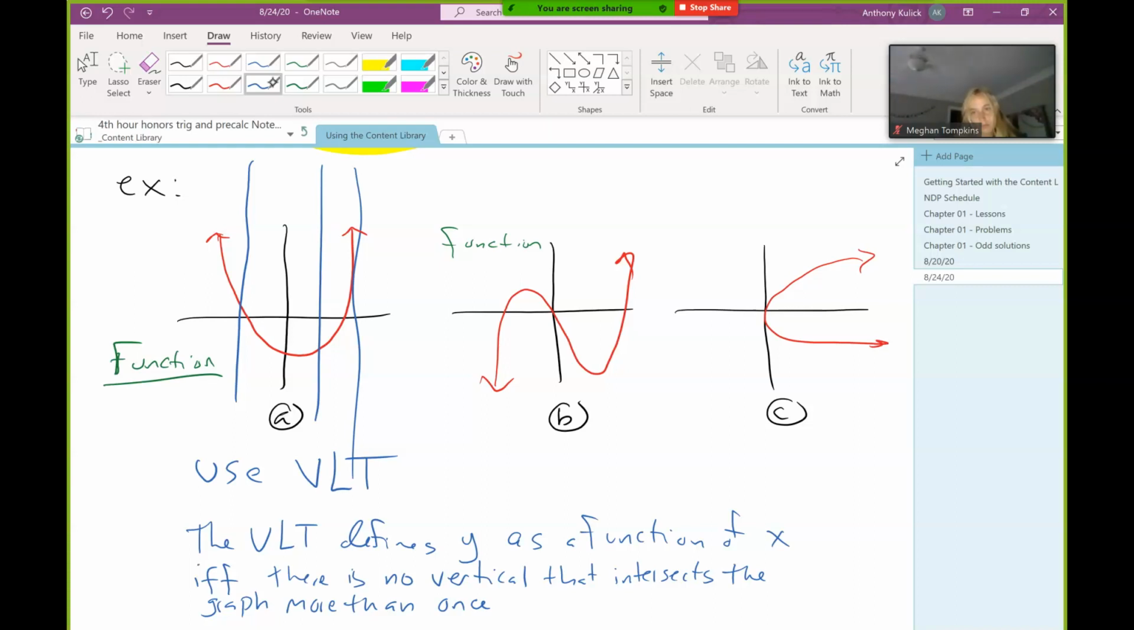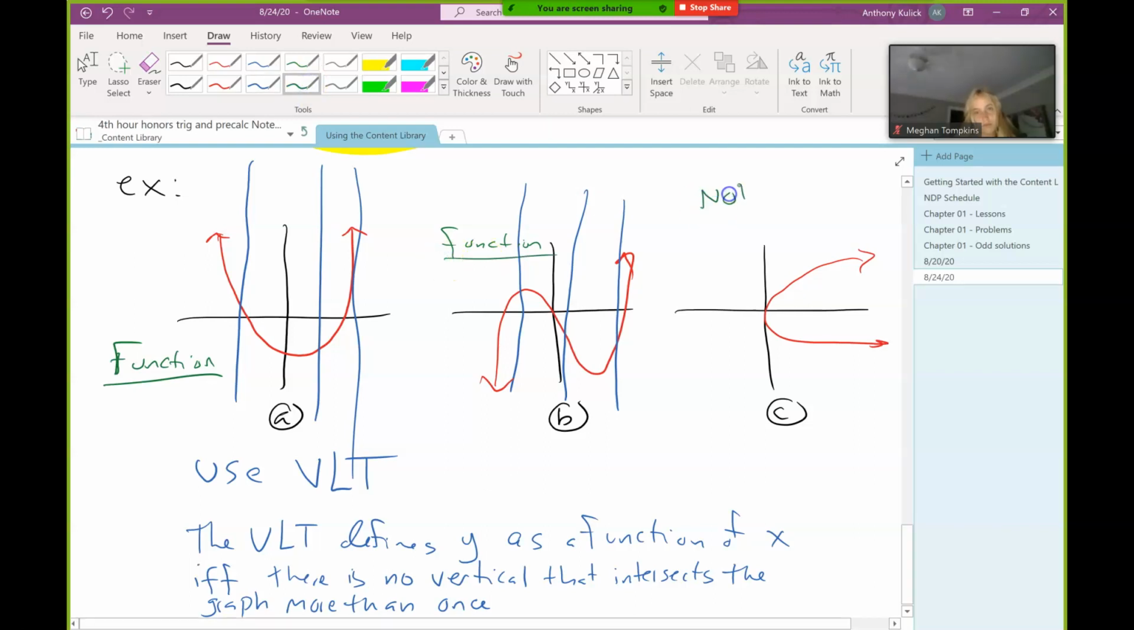So yes, B is a function. Again, no matter where we draw that vertical line, we're only intersecting the graph once. How about this last one? No, right? This is not a function. Does it matter that I can draw a vertical line that doesn't intersect the graph at all? Does it matter I can draw a vertical line that intersects it exactly once? No. All that matters is that there are vertical lines I can draw that intersect it more than once.